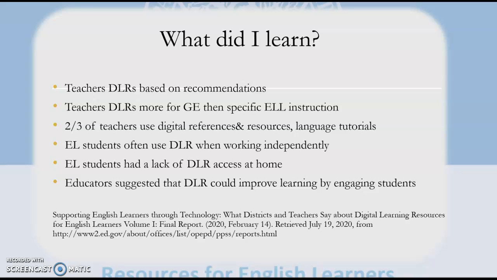Teachers get their recommendations, or they choose what they want for the classroom based on recommendations. They use DLRs for the Gen Ed and not so much specifically for the ELL instruction. About 2/3 of teachers use digital reference resources and language tutorials. ELL students often use DLR when working independently. A lot of them have a lack of access at home, and educators suggest that digital learning resources would improve learning by engaging students more.